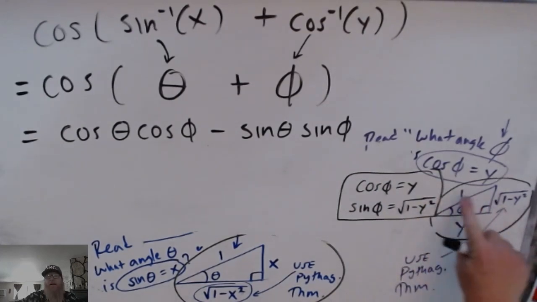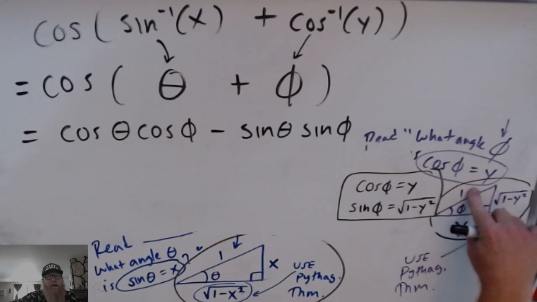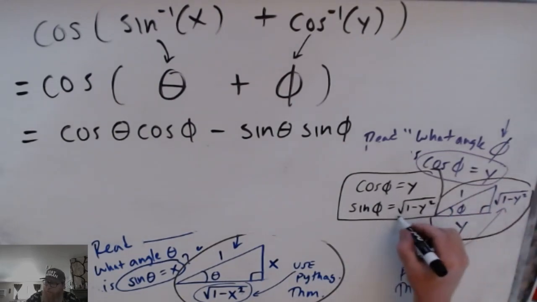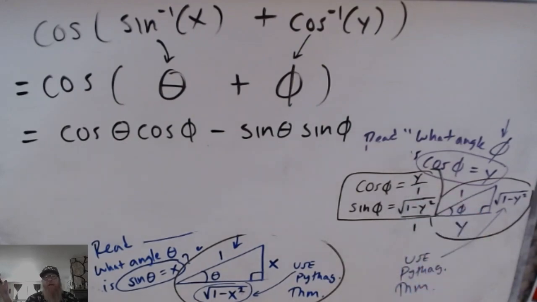Just looking at this triangle. The sine is the opposite over the hypotenuse. Since it's over 1, I'm not going to write it. If you really want, you could put y over 1 like that, just if it makes it clear to you.